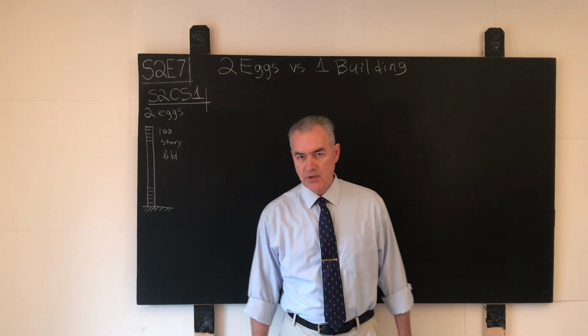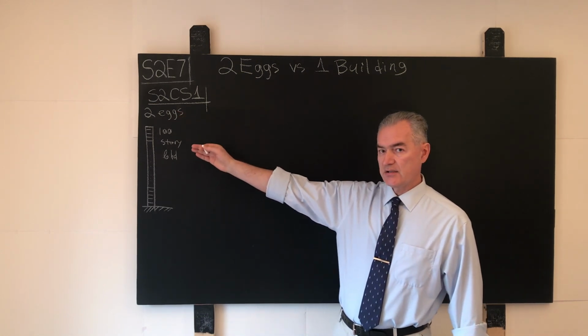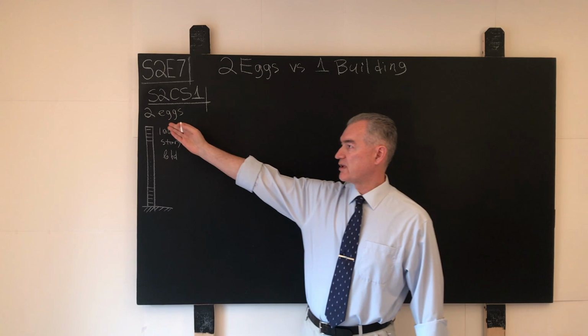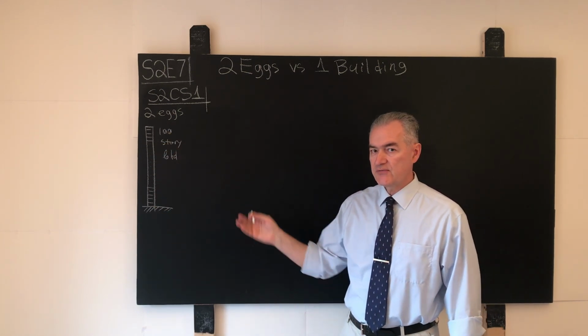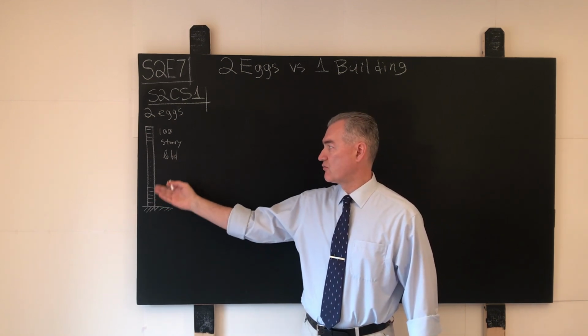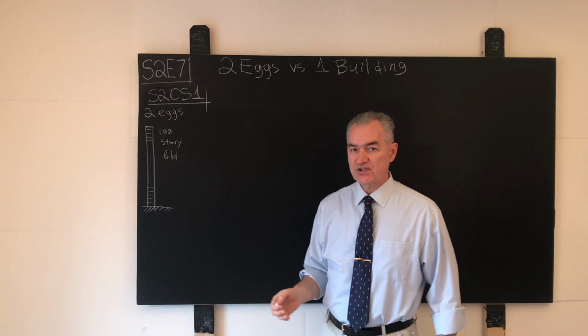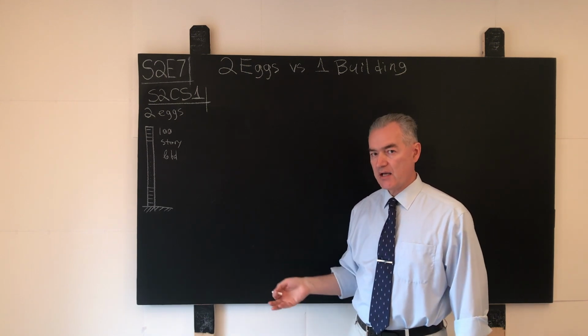Meanwhile, we come back to the problem S2CS1. And as a reminder, in this problem, we're given 2 eggs and a 100-story building, and we're told that if any of these eggs is thrown out of this building from any of the specific floors, then such an egg may break or may not break.